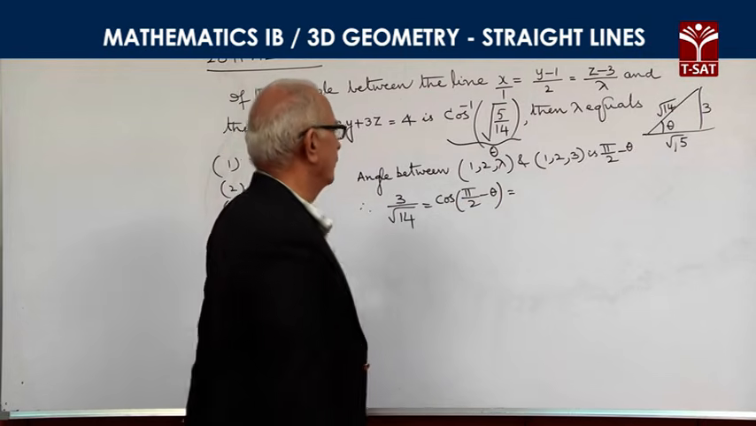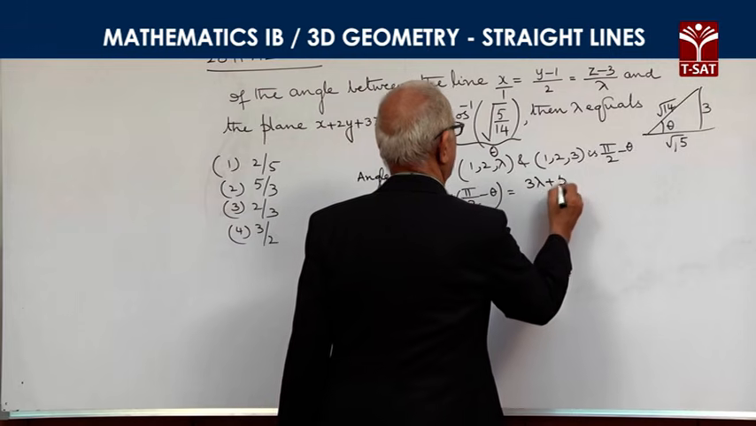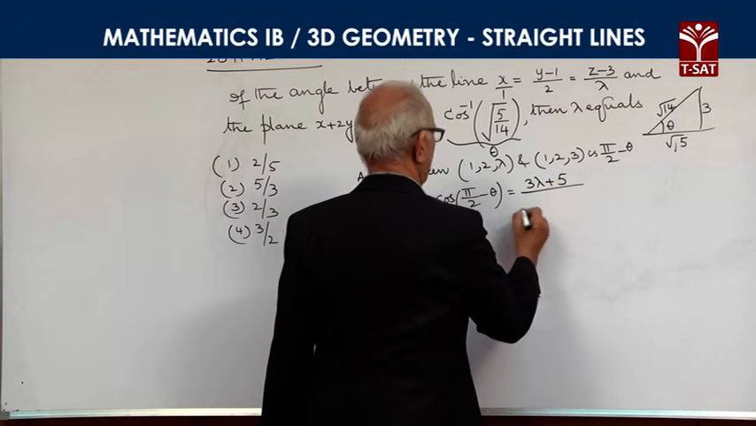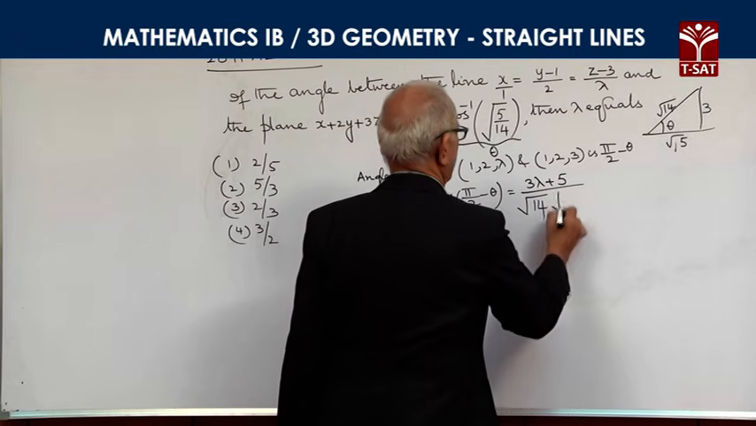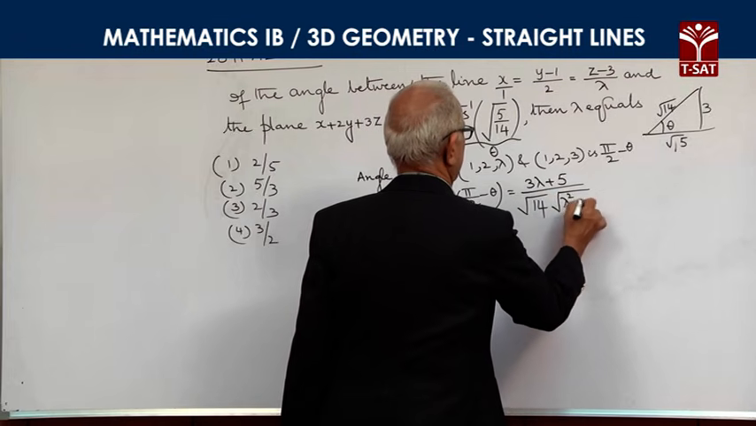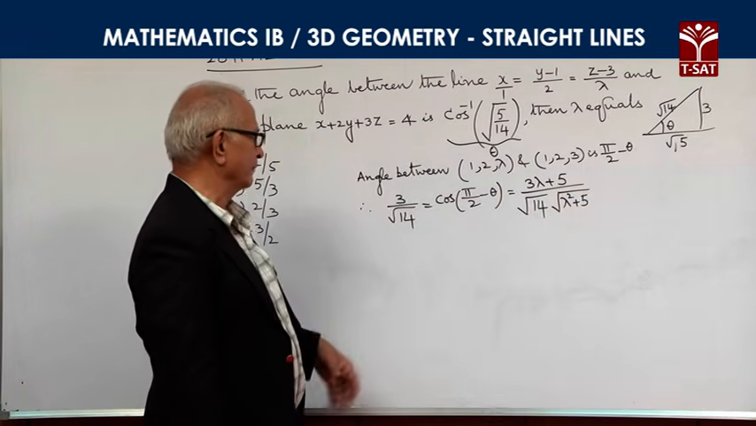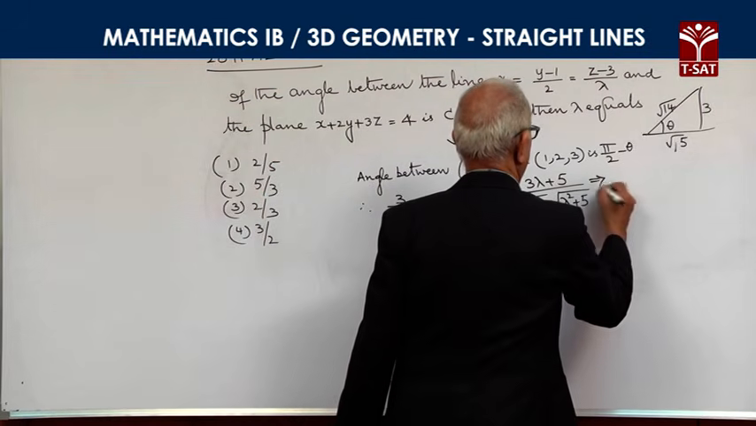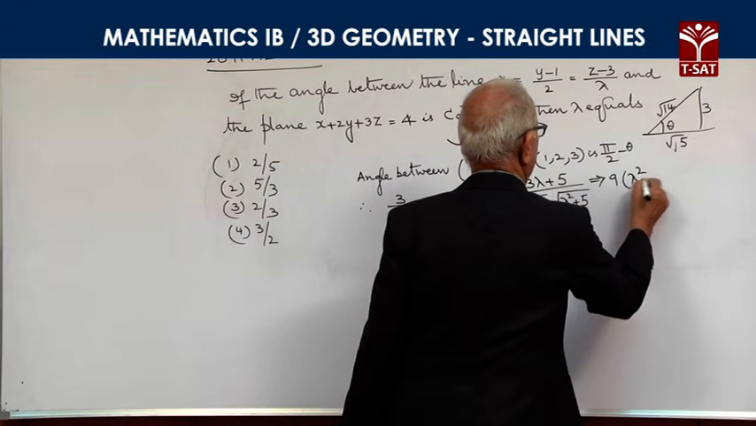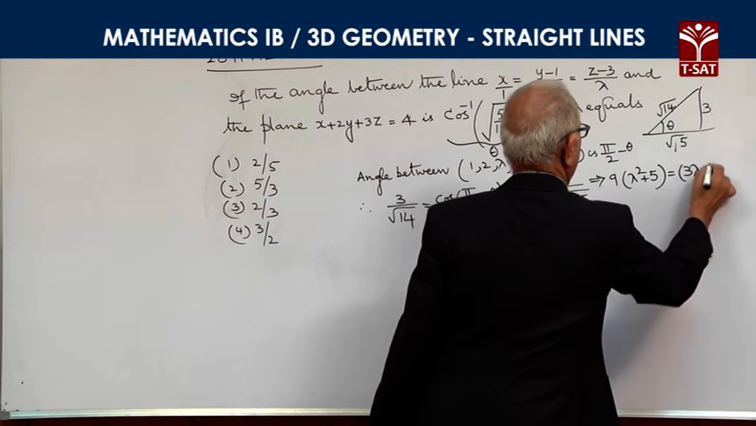Dot product 5 plus 3 lambda by root 14 into root of lambda square plus 5. Well, root 14 can be cancelled. Now cross multiply and square both sides. So 9 times lambda square plus 5, 3 lambda plus 5 whole square.